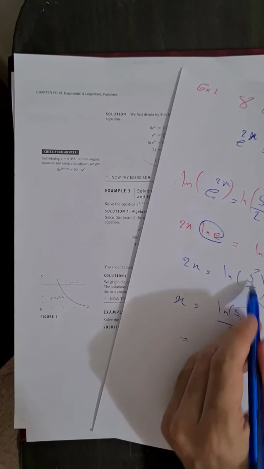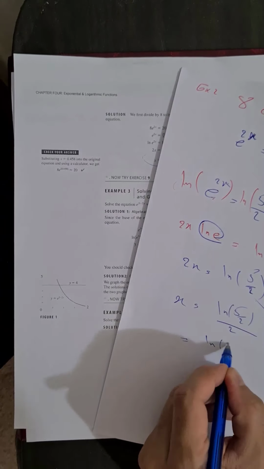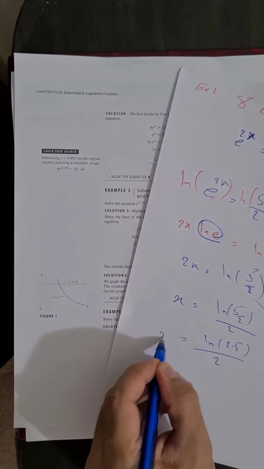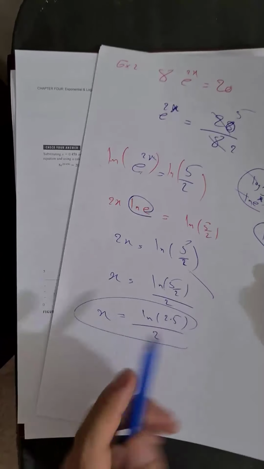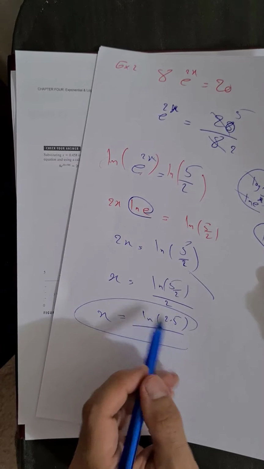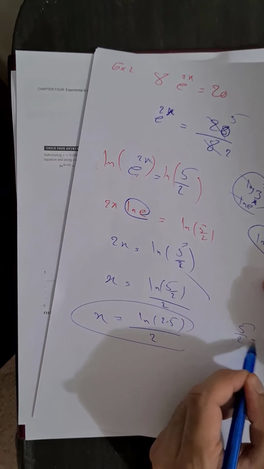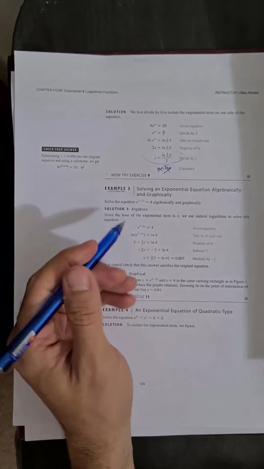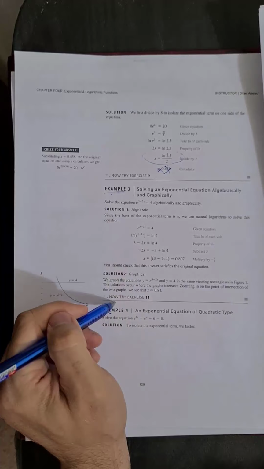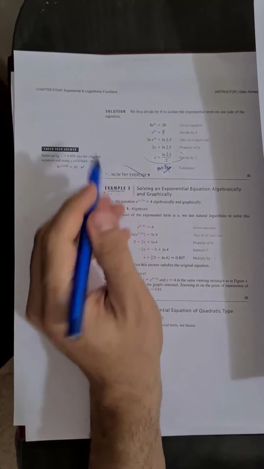Dividing 5, I will get ln of 2.5 over 2. So you don't need to do it like that. But in case you see why in my lecture it is 2.5, it is because 5 divided by 2 is equal to 2.5. Now I am going to go gradually, step by step, example by example. It's more complicated, so you need more exercise. Please try to solve the exercises.